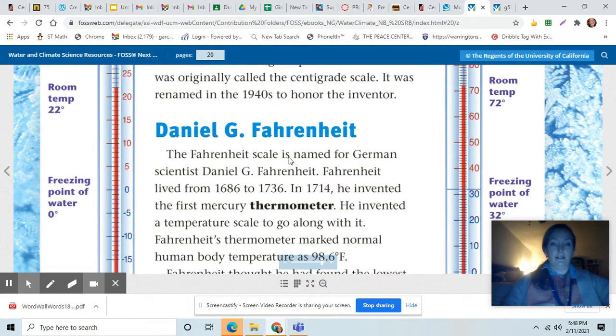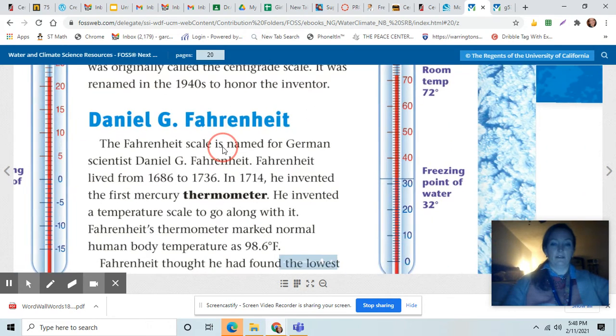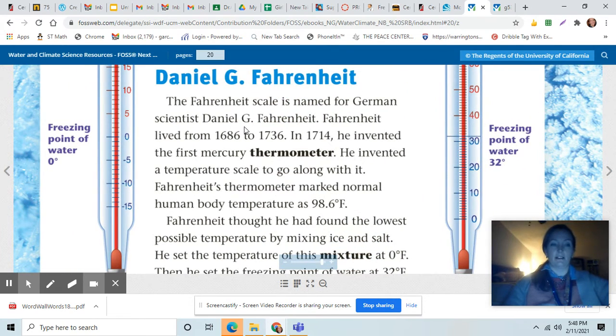Daniel G. Fahrenheit was the header. So here we read about the Fahrenheit scale. The Fahrenheit scale is named for German scientist Daniel G. Fahrenheit. Fahrenheit lived from 1686 to 1736. In 1714, he invented the first mercury thermometer. He invented a temperature scale to go along with it. Fahrenheit's thermometer marked normal human body temperature as 98.6 degrees Fahrenheit.